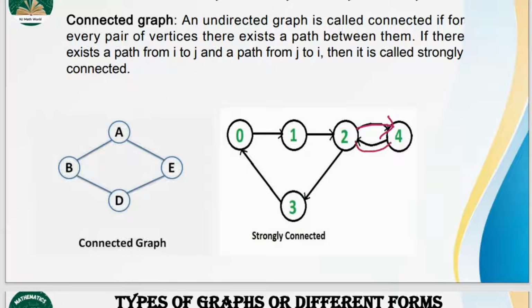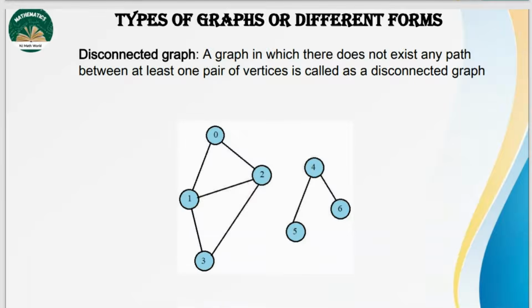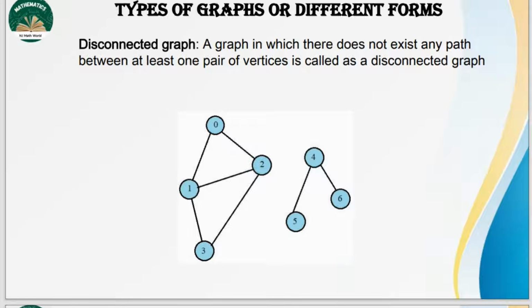If it is strongly connected, you should have a path both ways. Then it is called a strongly connected graph. Then you have a disconnected graph. If a graph does not have a path between at least one pair of vertices, so here there is one vertex and here there is no connection, then it is called a disconnected graph.